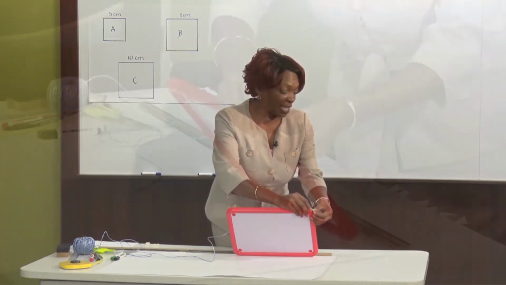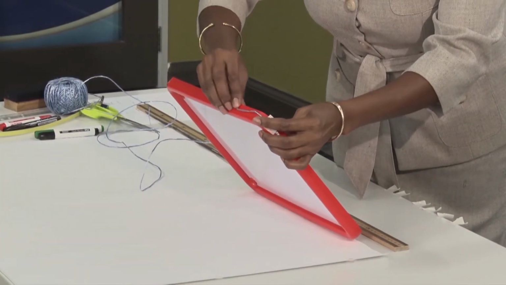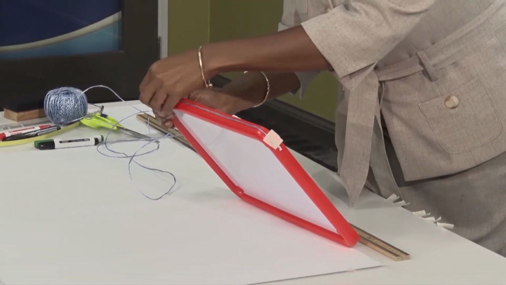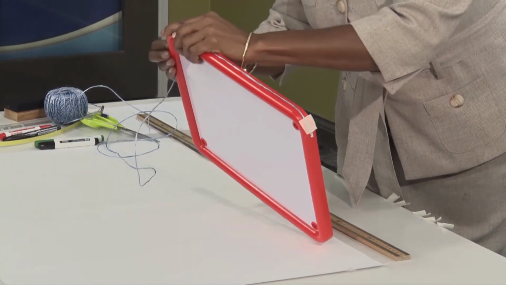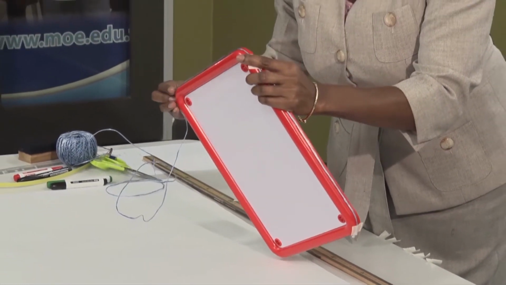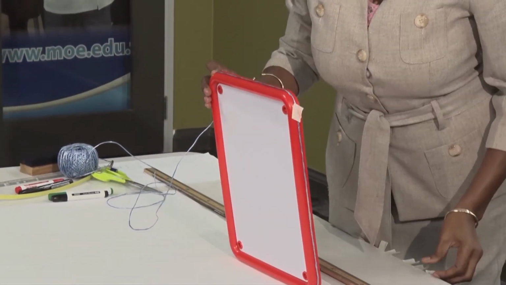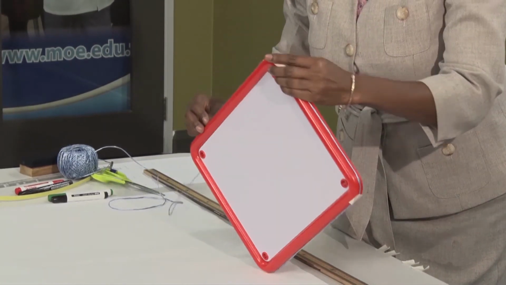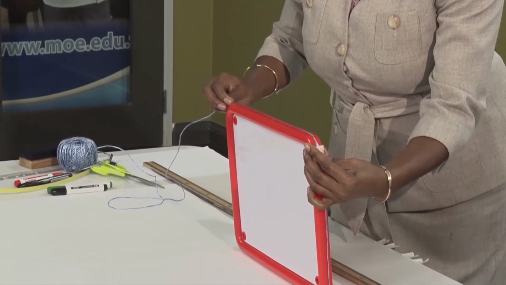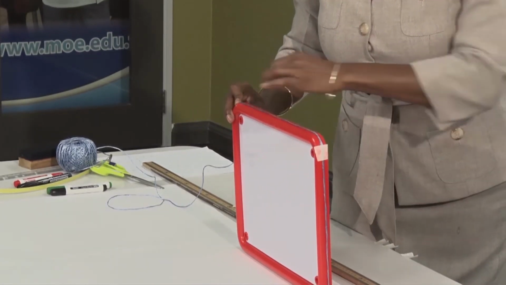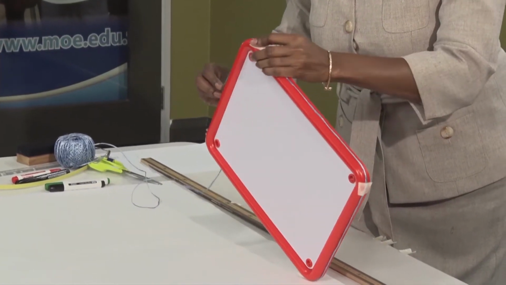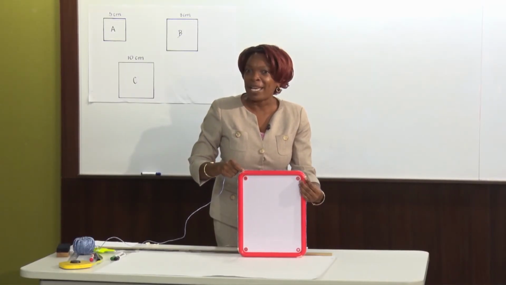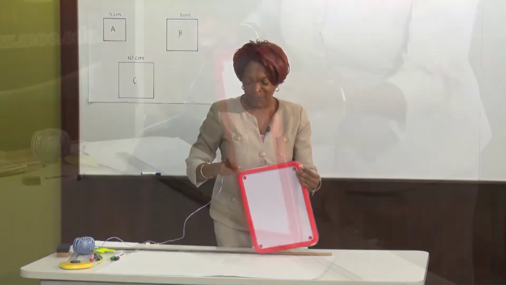I'm just going to put the tape to hold it in place. All around the edge. That's what we're looking at with perimeter. The edge. Going straight down until the string meets here. Now that the two ends have met, I am going to cut it.